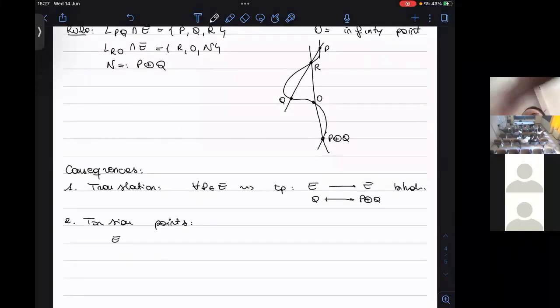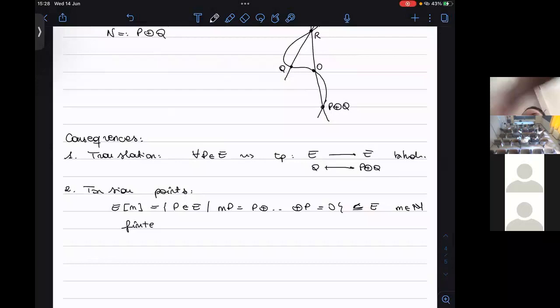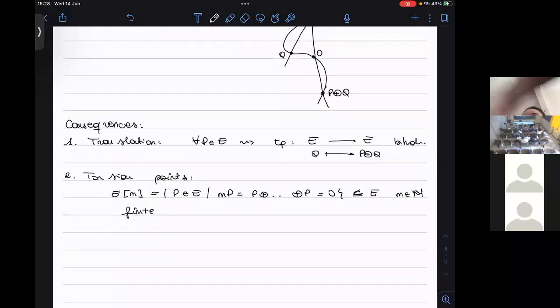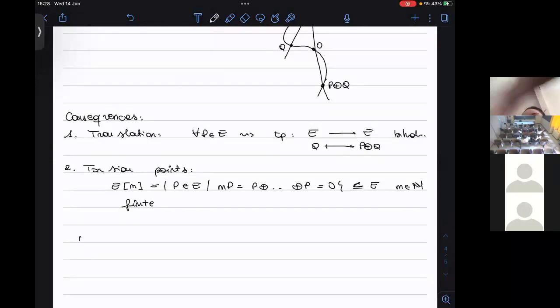We can define this subgroup of E, defined as all the points P of E such that P plus P, m times, is equal to 0. This is a subgroup of E, actually always finite, and m is any natural number bigger than 0. An observation I want to tell you is that if you consider m equal to 2, you get the 2-torsion points. They are really nice, since this group is actually isomorphic to this group.